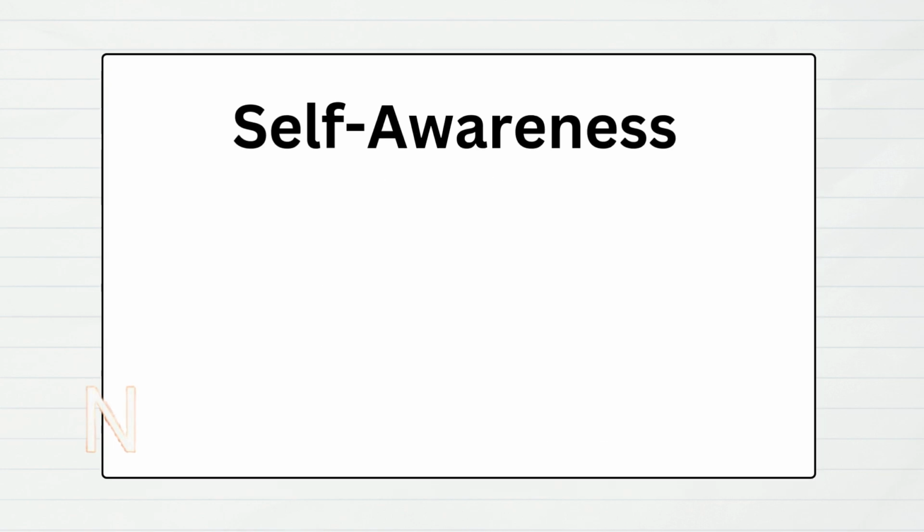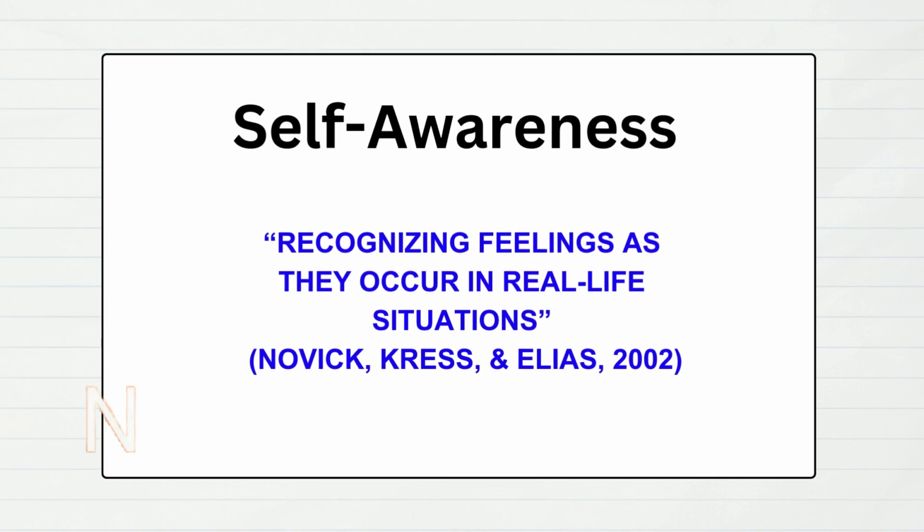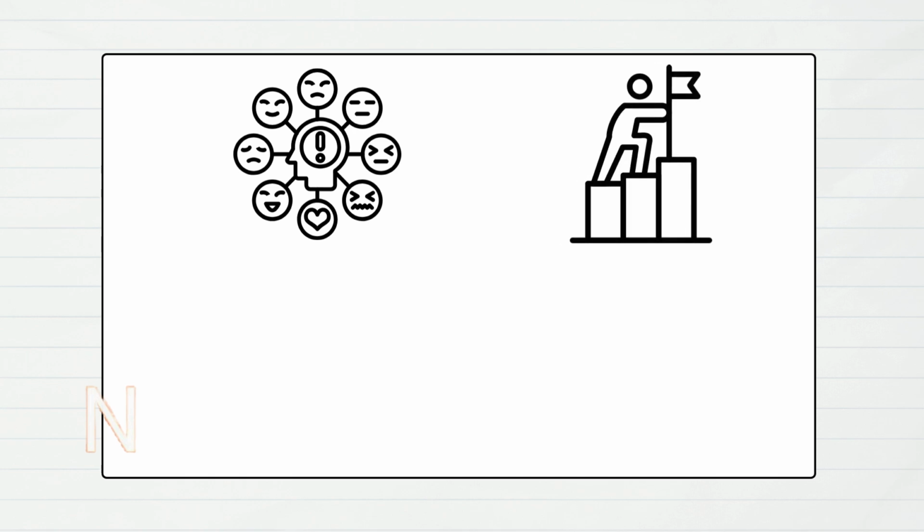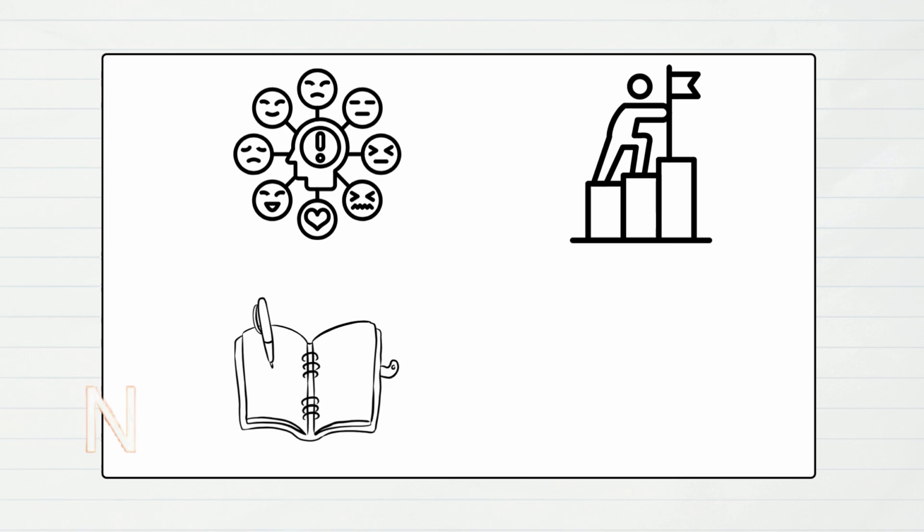Self awareness is recognizing feelings as they occur in real life situations. In the classroom, this may look like students being able to identify their emotions, students setting personal goals for themselves, like memorizing how to skip count or learning the alphabet sounds. It also can be reflecting on their actions and how to improve them next time. Or teachers can help students learn how to foster a growth mindset.